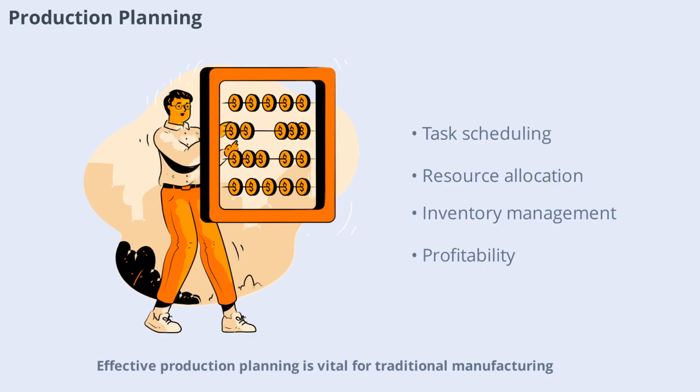Effective production planning is vital for traditional manufacturing. Managers must schedule tasks, allocate resources, and coordinate workers to keep the assembly line moving.